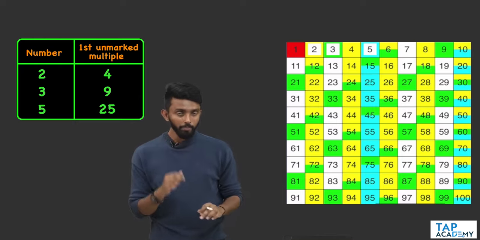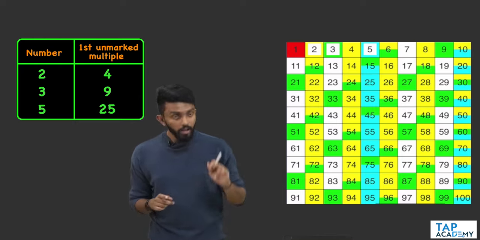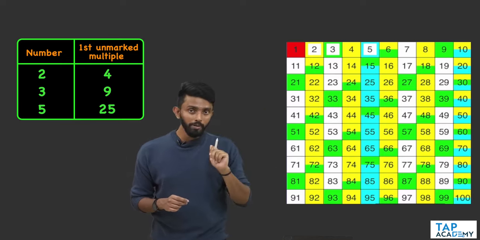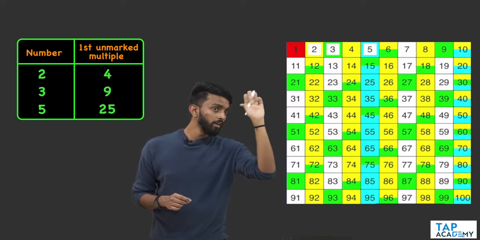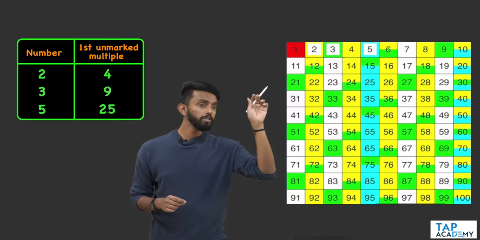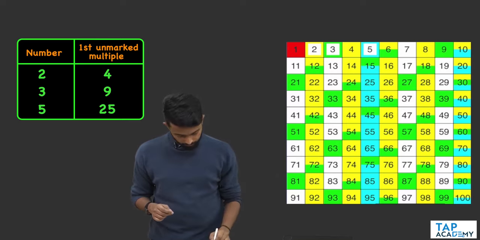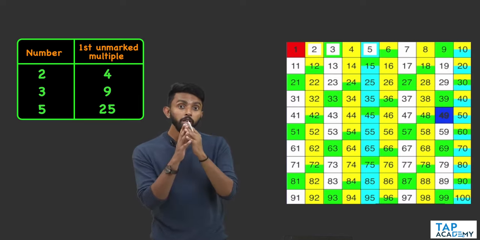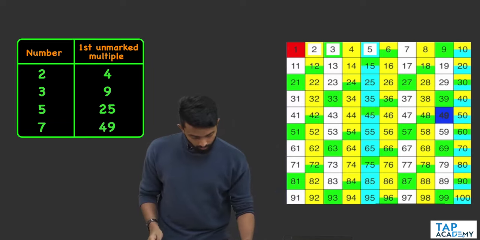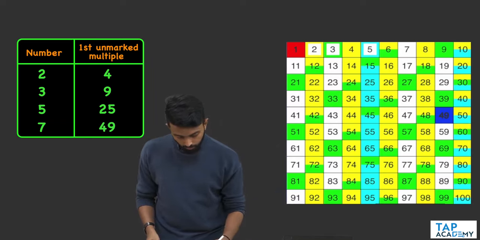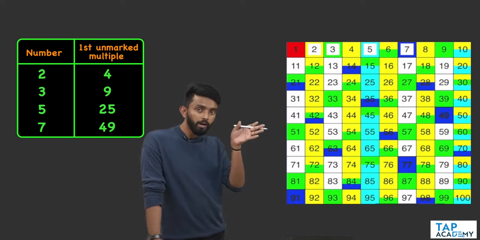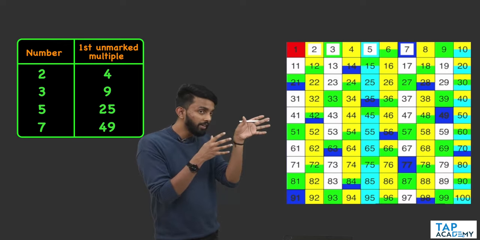Similarly, now I think you're getting a pattern. Look at 7, guys. The first multiple of 7 is 14, but I'm not talking about that. The first unmarked multiple: 14 is already marked. Then next is 21, already marked. 28 is already marked. 49 is the first unmarked multiple of 7. Okay, so for 7 it is 49. Now let me mark all the multiples of 7 for you. I'm marking. Do you notice the first unmarked one, where no other color intersects, is 49.